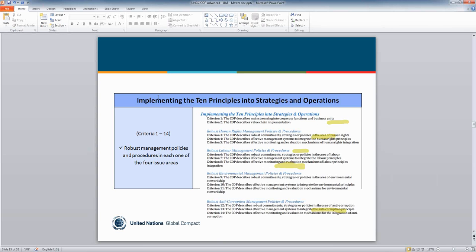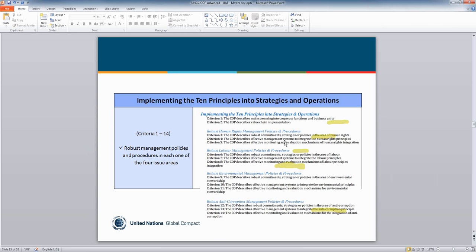So in this pillar of the implementation of the 10 principles into the strategies and operations of the company, we have criteria 1 through 14. They touch on robust management and policies and procedures for each one of the issue areas. As you might know, going back to our basic understanding of COP and of the Global Compact, we work on 4 main issue areas. They are human rights, labor, environment, and anti-corruption.